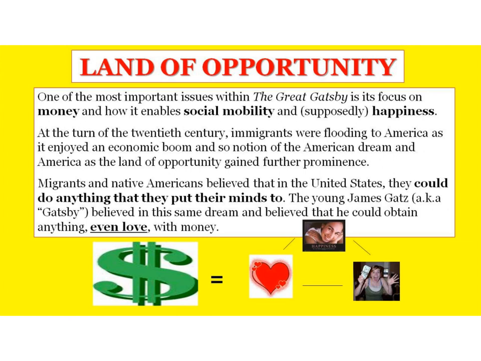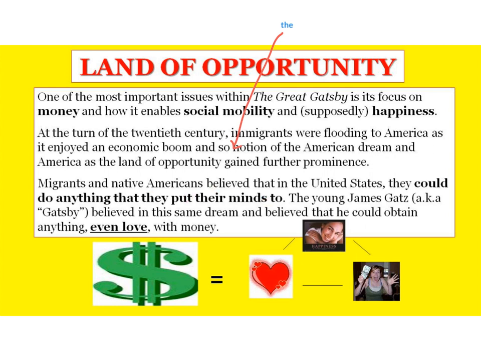Okay, so a little summary of the land of opportunity, specifically in relation to The Great Gatsby here. Obviously I'm not going to read through all of that. There's also a word I've missed out there that I'm going to scroll in now, my bad. The key thing here is down the bottom. Migrants and Native Americans believed that in the US they could do anything that they put their minds to.